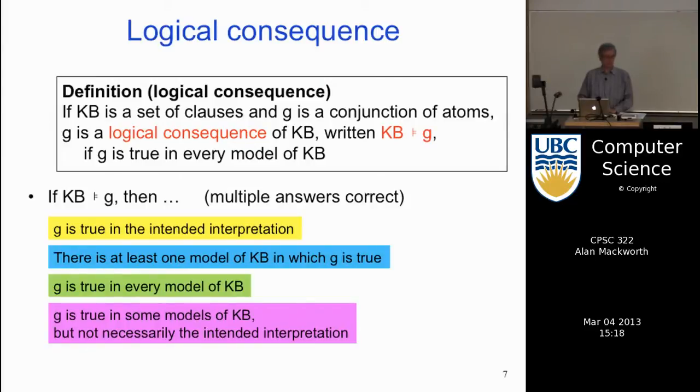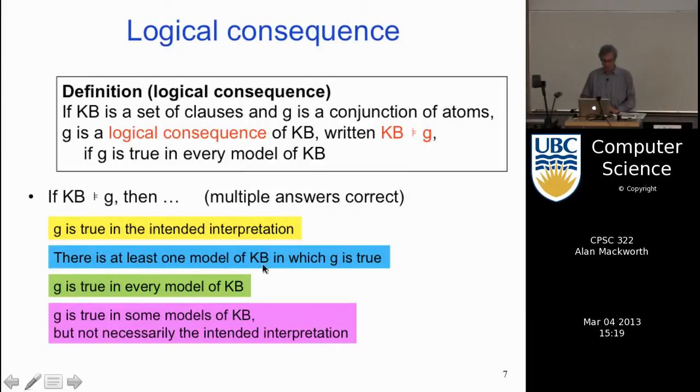Okay, so I see some good answers. There are actually three true answers. The first three are all true. The last one is false because G is necessarily true in the intended interpretation, because the intended interpretation is always a model, and G is true in all models. If G logically follows from the knowledge base, it's true in all models. So it's true in the intended interpretation.